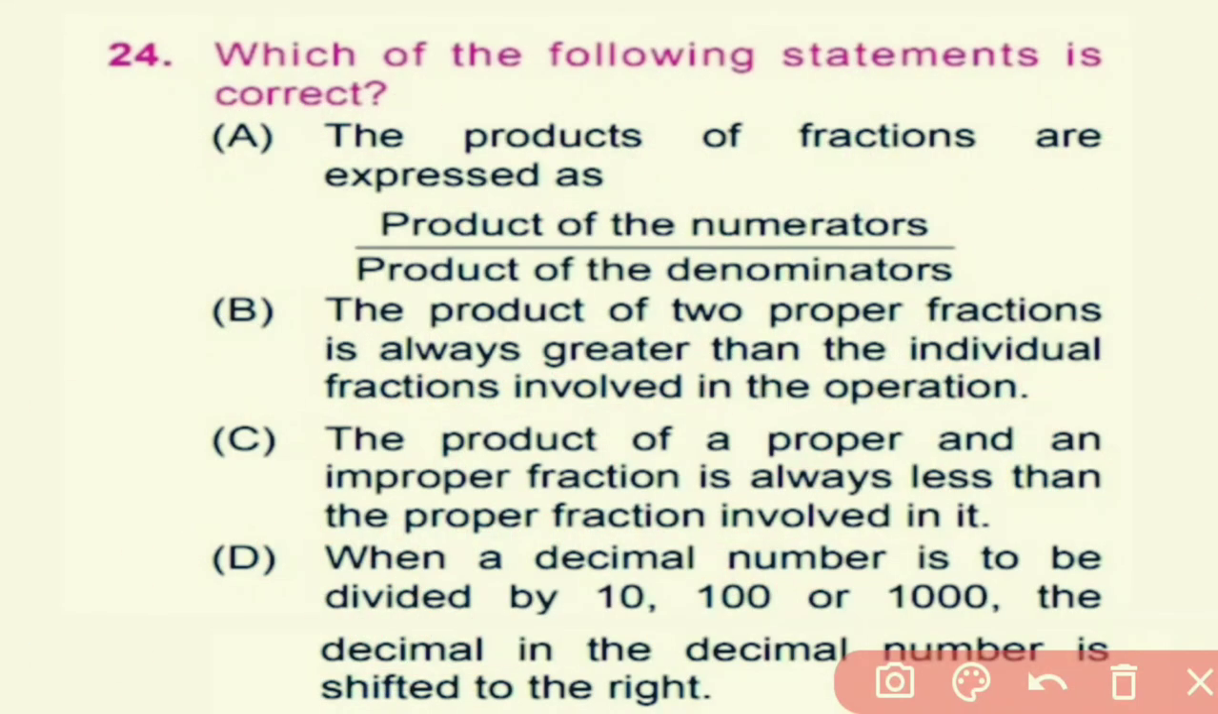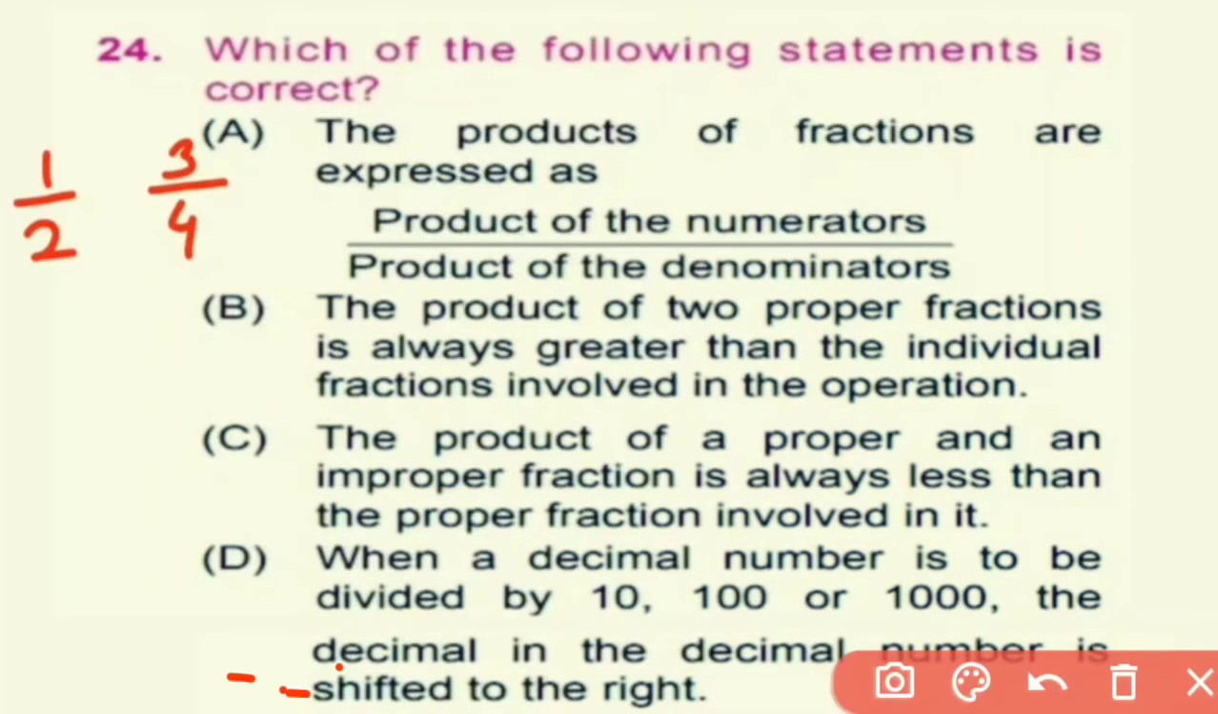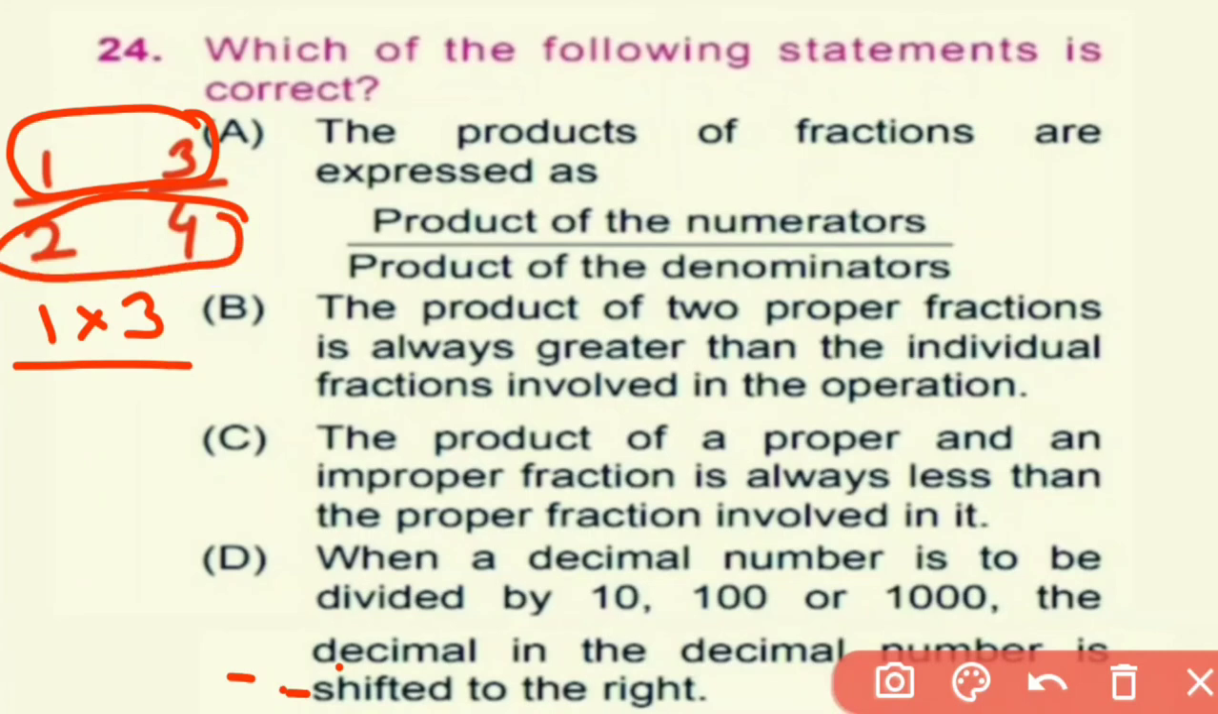Question number 24. Which of following statements is correct? Option A. The product of fractions is expressed as product of the numerators by product of the denominators. Suppose here 1 by 2 and 3 by 4 are two fractions, and their product is product of their numerators and product of their denominators. So here option A is correct.